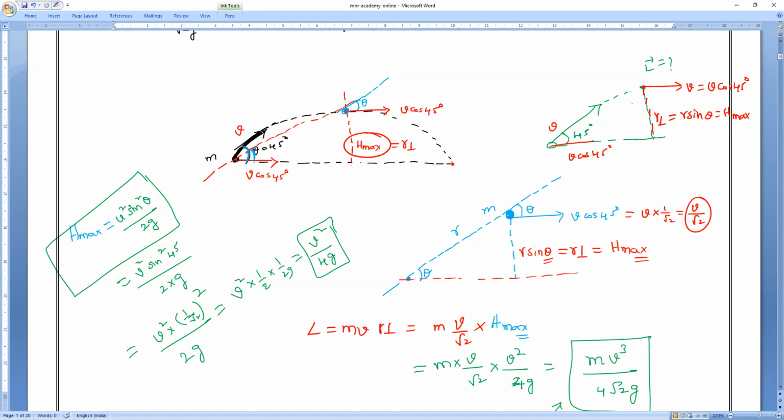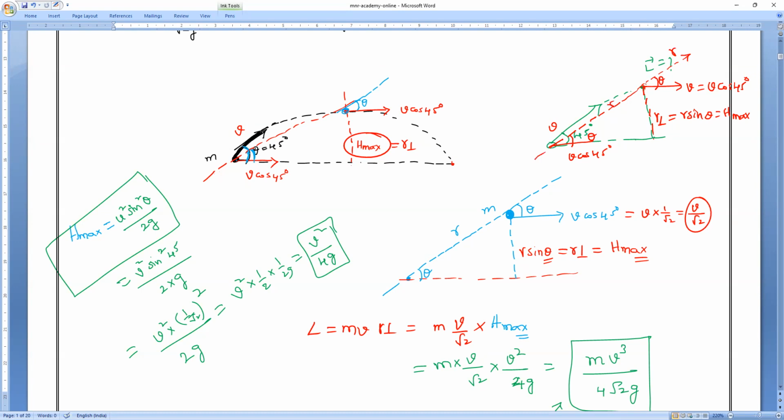Clear everybody? Now, that R is not actually 45 degrees. It is a line, you have to join it. So this is the theta. So this is not equal to 45. This is theta, I'm assuming. So we have to find this R actually.